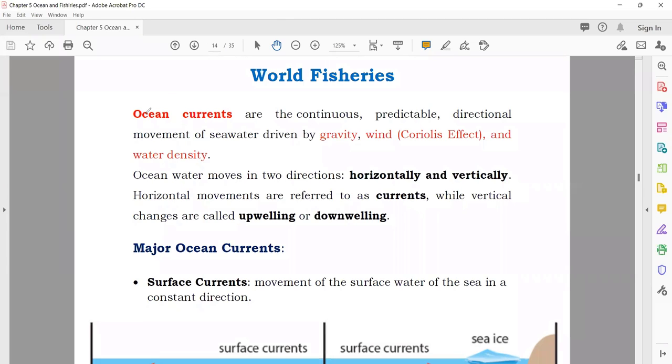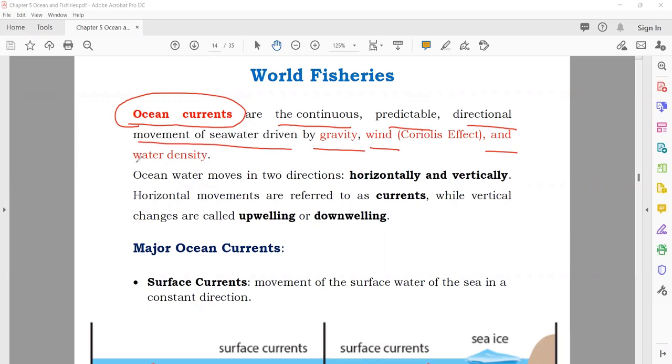Now, first of all, see the word ocean currents. What is an ocean current? Very simple. The continuous, predictable, directional movement of sea water driven by gravity, wind, and water density. That is known as ocean current. It means that it is a flow of water in an ocean. Water flowing in this direction, or in this direction, is known as ocean current.